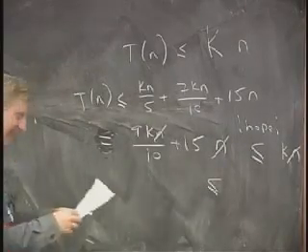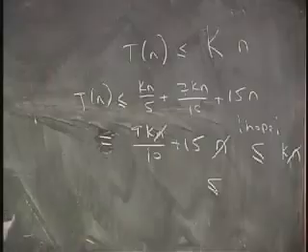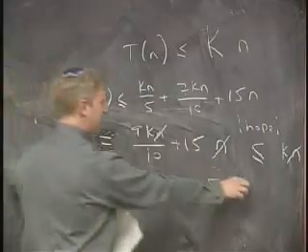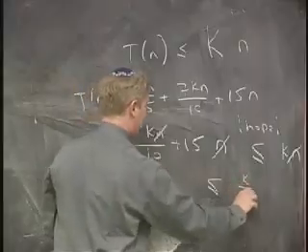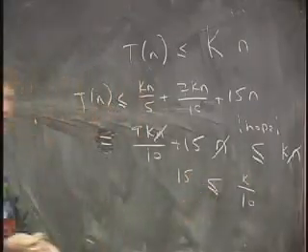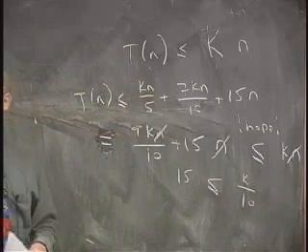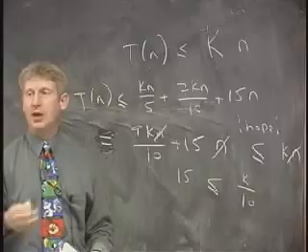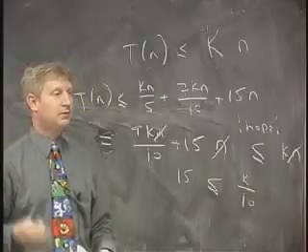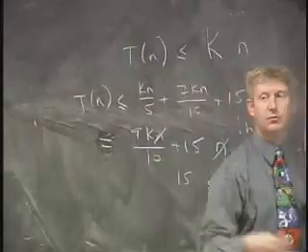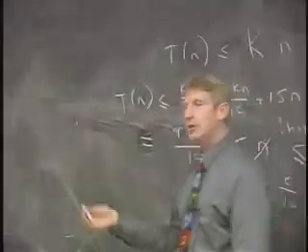All right, take all the n's out. I agree. Take the n's out. Let's put the k's together. So how many k's do I get on this side? k over 10. And here I get 15. So k's got to be bigger than or equal to 150. If I had just picked 150 at the beginning and run through the whole proof, everything would have worked, and I'd say, therefore, T(n) is less than or equal to 150 times n, and it's linear time.